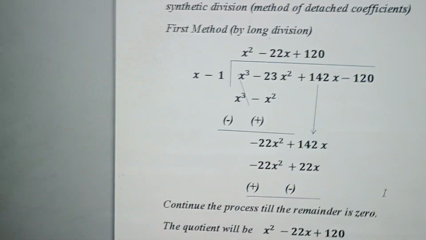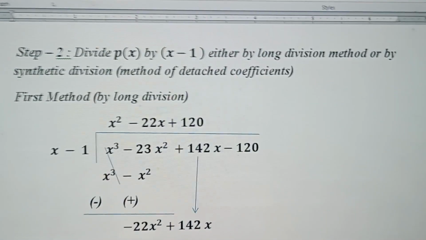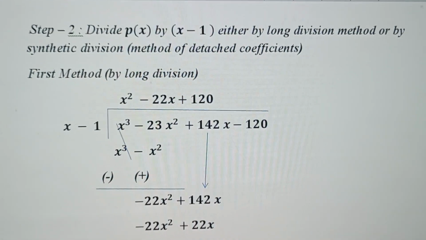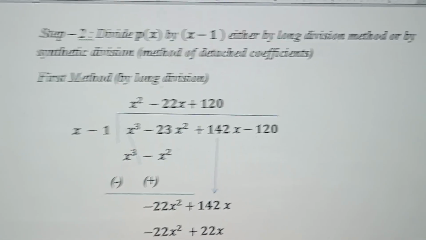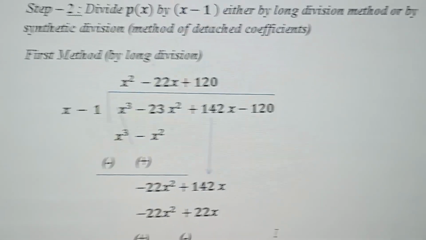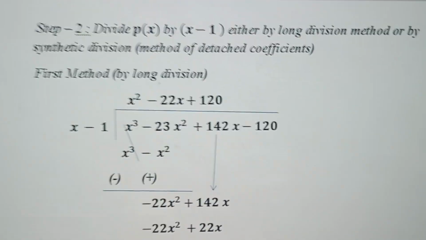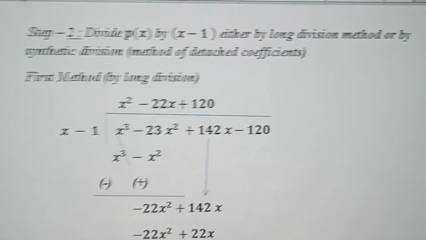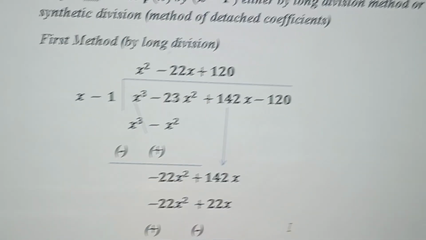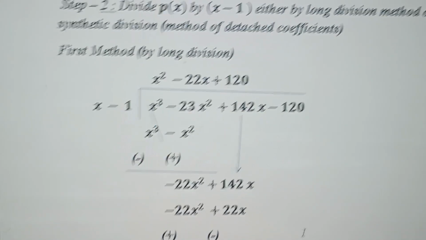Step 2. We'll focus on step 2 now. Since we know that x minus 1 is a factor of the polynomial p of x, we will now divide this polynomial p of x by x minus 1, either by the long division method or by the synthetic division method, or the method of detached coefficients. It's also called the synthetic division. We will do both the methods.